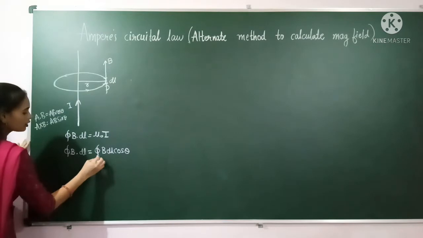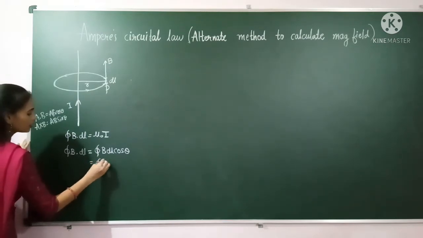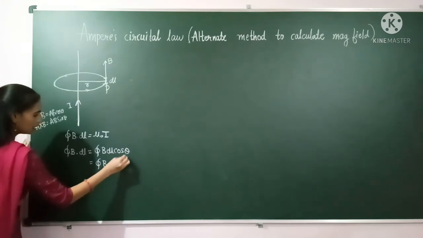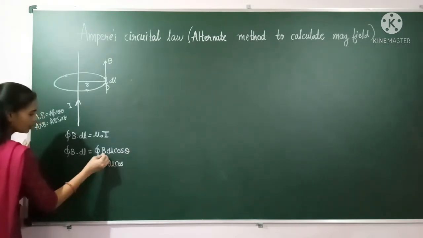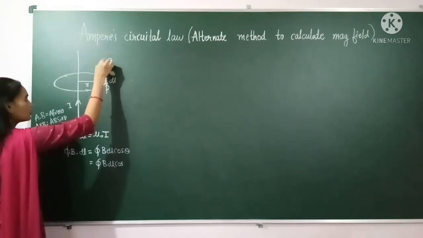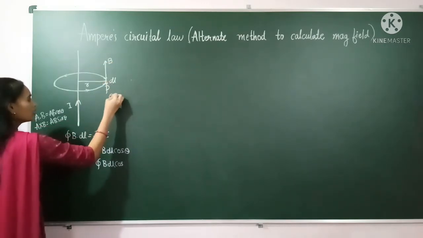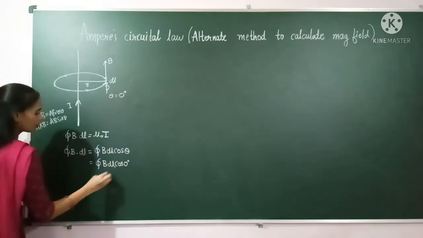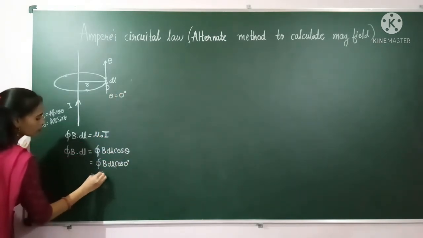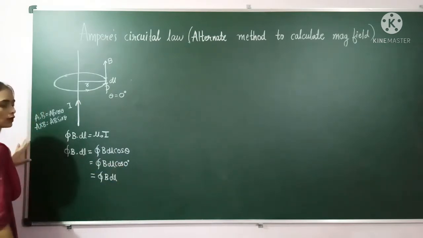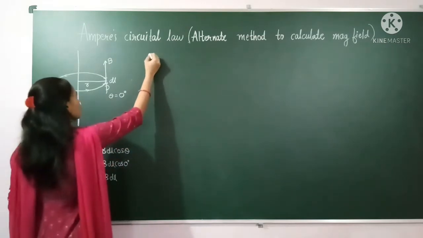So this equation can be written as closed integral B dl cos theta. Theta is the angle between B and dl. This is the direction of dl and this is the direction of B. Both are in the same direction, so we take theta as 0 degrees. So it becomes closed integral B dl, because cos 0 is 1.